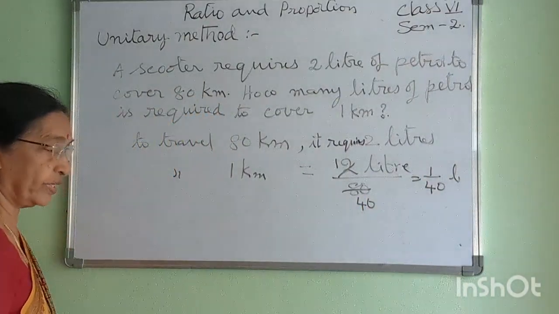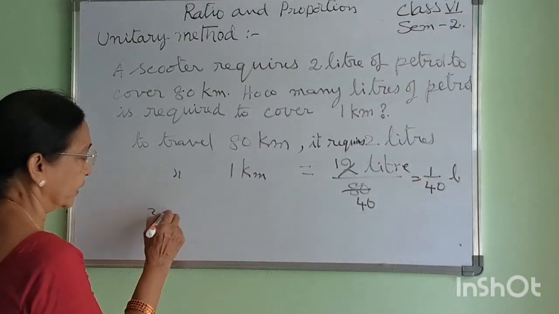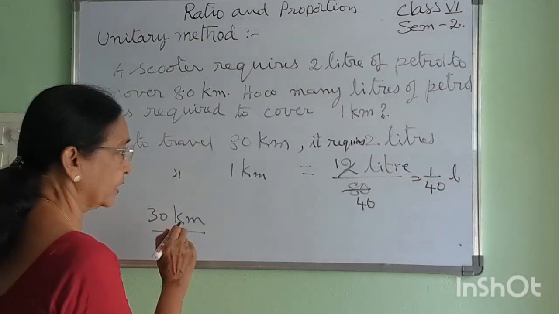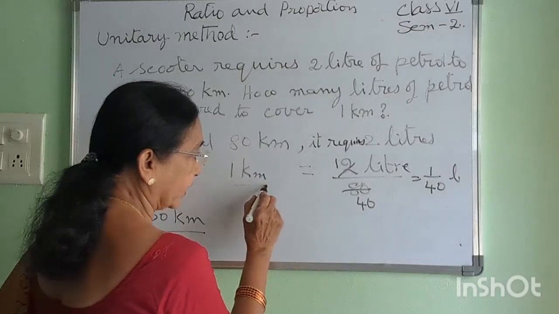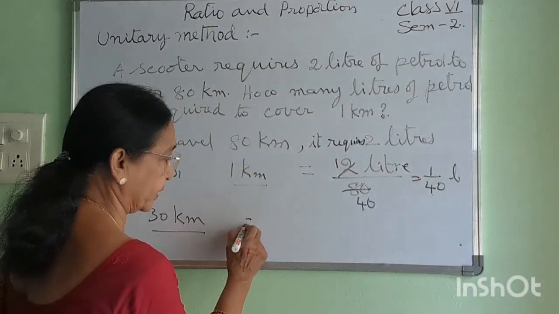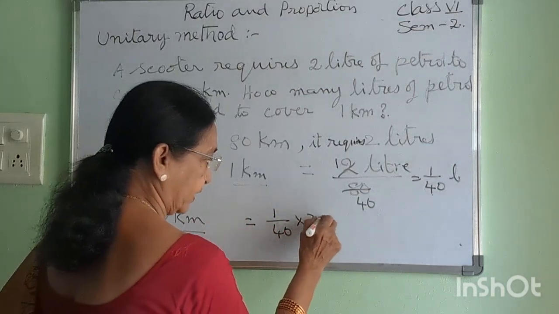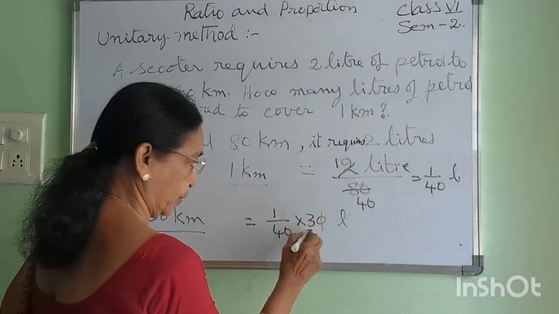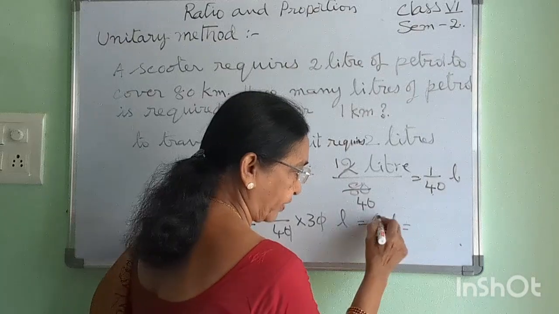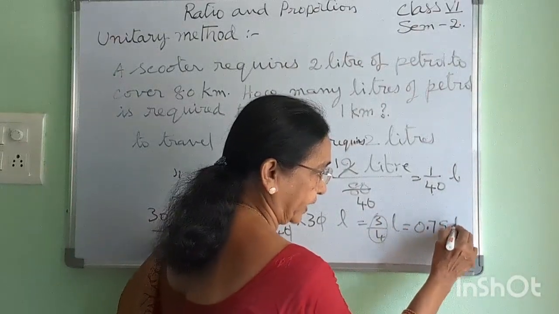So, if you want any number of kilometers of distance, suppose to travel 30 kilometers, how much petrol is required? To travel 1 kilometer, it requires 1 by 40 liter. Therefore, to travel 30 kilometers, it requires 1 by 40 into 30 liter. That is equal to 3 by 4 liter, and 3/4 can be written as 0.75 liter.